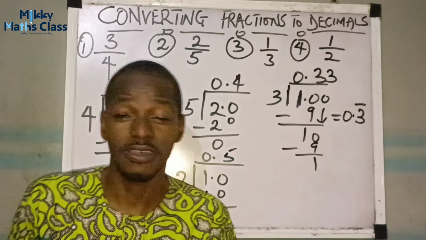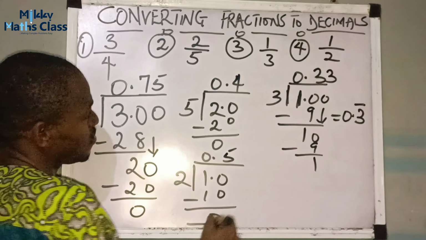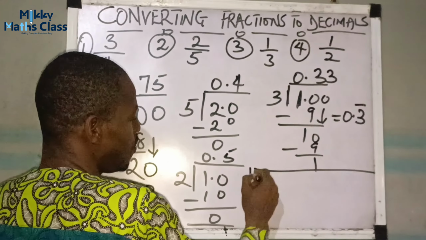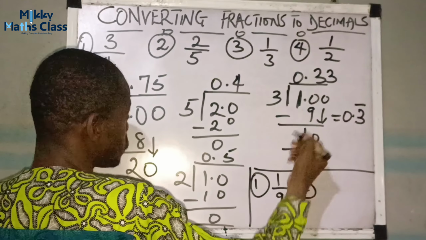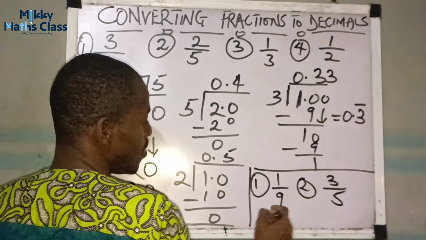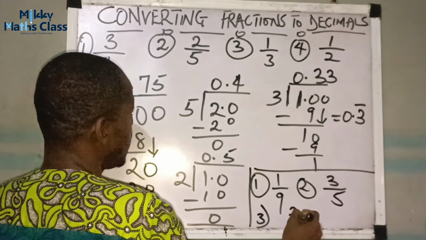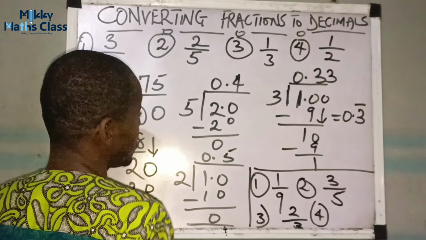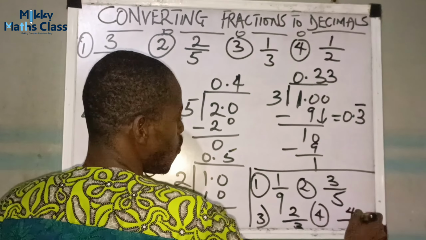I hope you have learned in today's class. Before we go, here is a list of take-home fun. You can practice it. Let me put it at this corner. You can do the first one, 1 over 9. The second, 3 over 5. The third one, 2 over 3. The fourth one, and the last but not the least, 4 over 5.